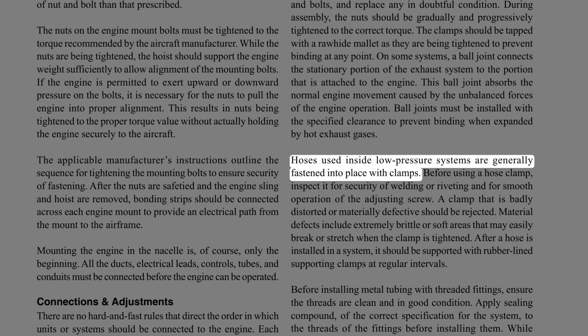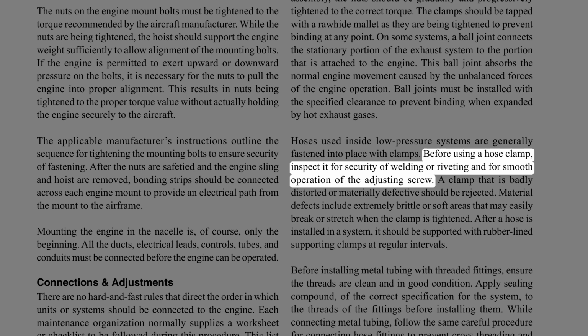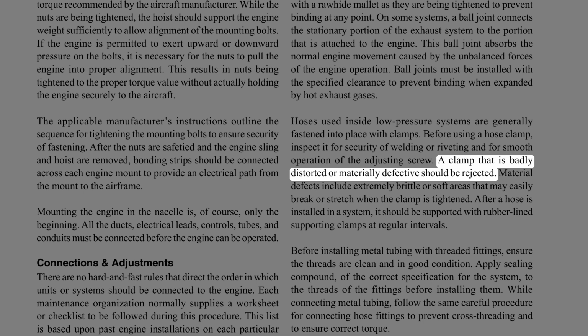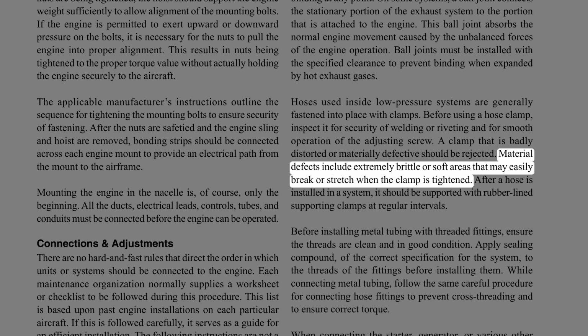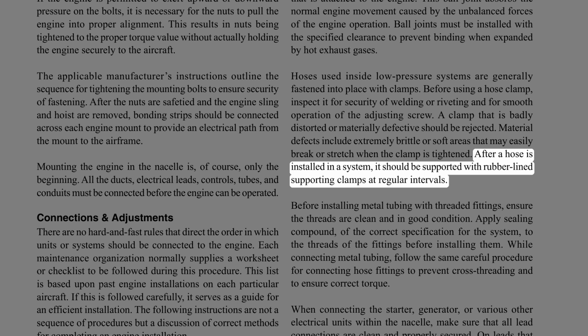Hoses used inside low-pressure systems are generally fastened into place with clamps. Before using a hose clamp, inspect it for security of welding or riveting and for smooth operation of the adjusting screw. A clamp that is badly distorted or materially defective should be rejected. Material defects include extremely brittle or soft areas that may easily break or stretch when the clamp is tightened. After a hose is installed in a system, it should be supported with rubber-lined supporting clamps at regular intervals.